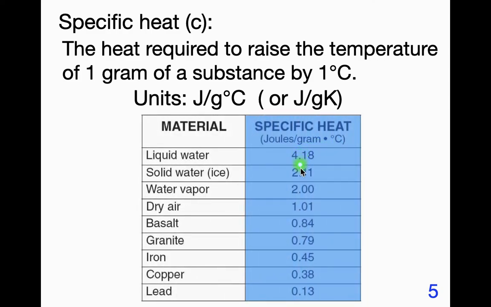Here are some examples, specific heats. You don't need to copy this down. Let's use iron as an example here. So the specific heat of iron is 0.45. So what does that mean? Well, it means that if we had a 1 gram sample of iron, in order to raise its temperature, whatever temperature it's at, 1 degree Celsius, we would have to supply 0.45 joules of energy. So 0.45 joules would be needed to raise 1 gram of iron 1 degree Celsius.